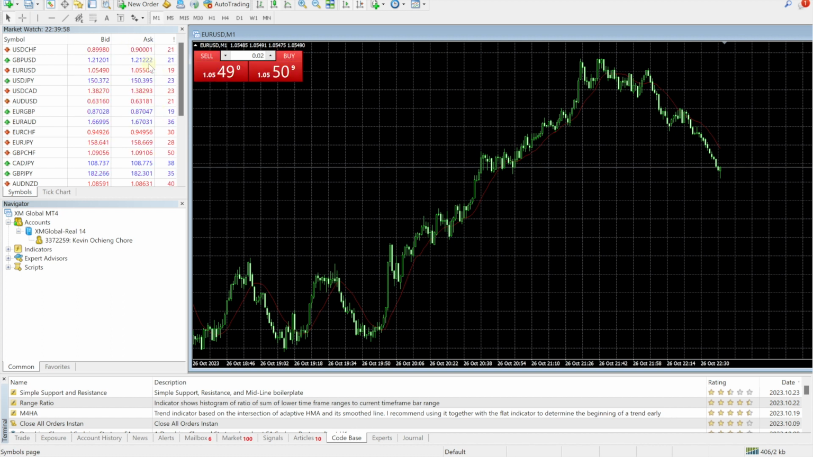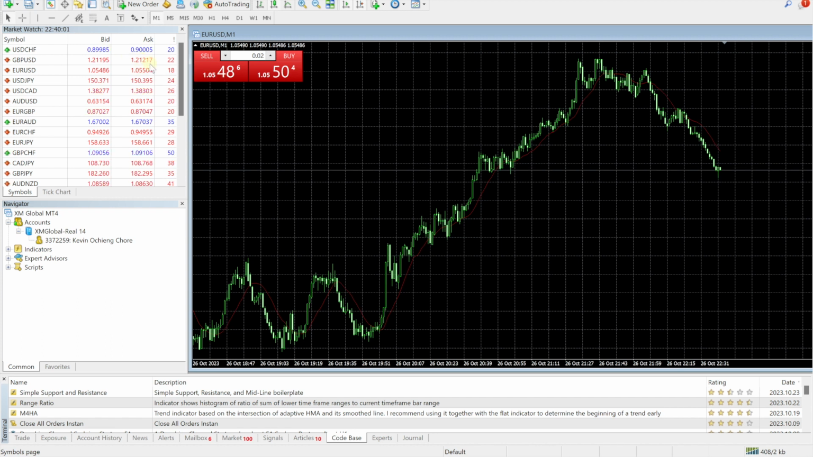So this is the changing in prices. As you can see, this is the market watch of all the currencies that we have. The currency normally goes up and down, and here we are in Euro USD. It goes up and down, so whenever it goes up, there is a change of some prices.